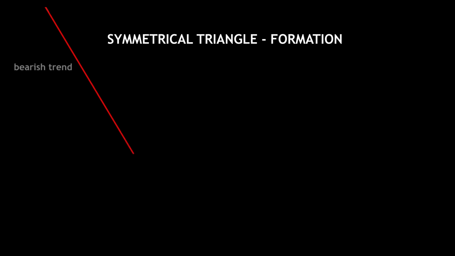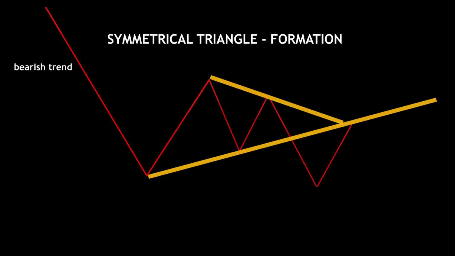Formation. The pattern consists of two converging trend lines, one representing the highs, resistance, and the other representing the lows, support. These trend lines meet at a point, forming a triangular shape. The upper trend line slopes downward, and the lower trend line slopes upward.